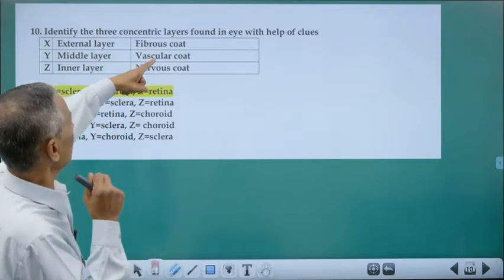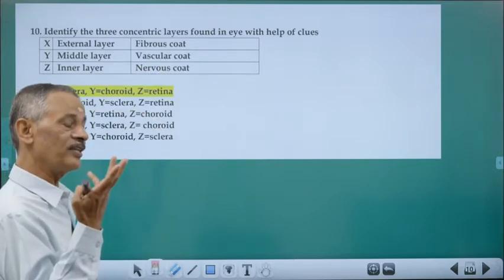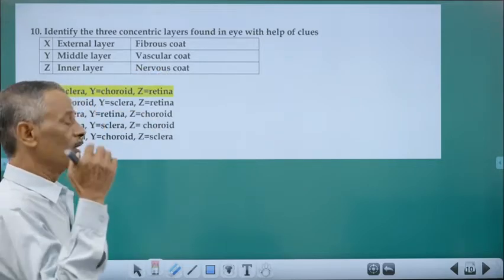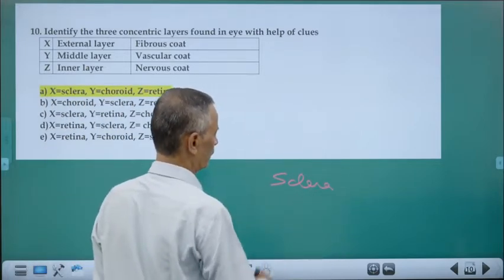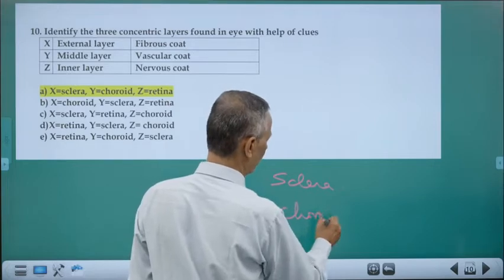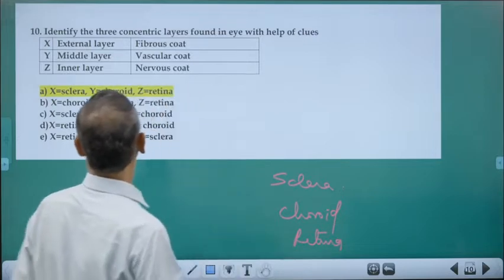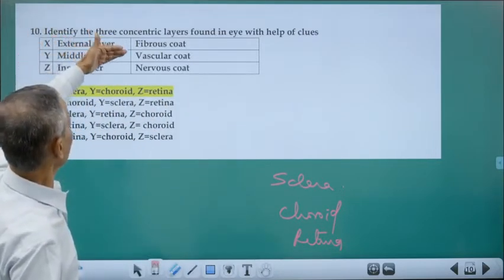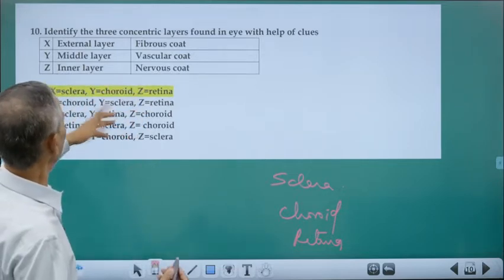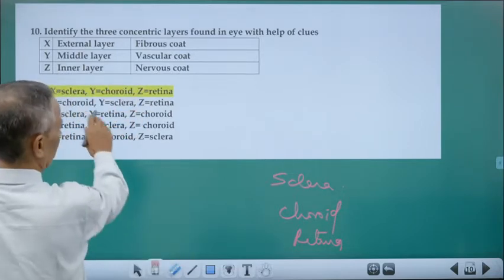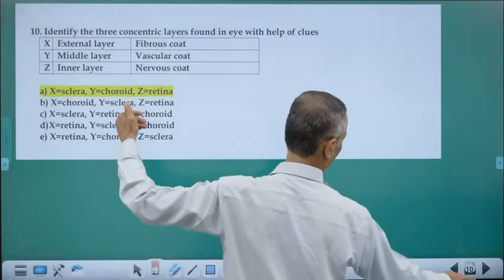The three concentric layers formed in the eye. What are the three layers in the eye? The outer is the sclera. Sclera is the hard outer layer. Then choroid. Choroid means vascular. And the innermost is the retina. So, the external layer is fibrous, the middle is highly vascular, and the inner layer is the nervous layer, the retina. Sclera, choroid and retina. So, the option goes to apple.